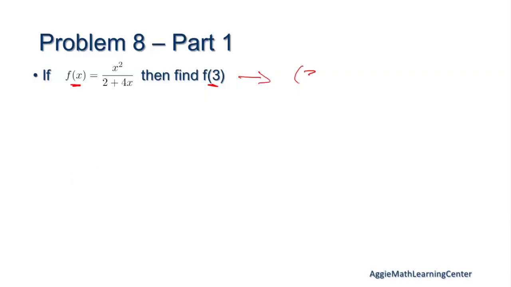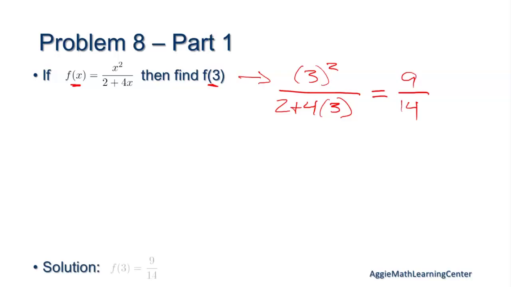So we're going to have 3 squared over 2 plus 4 times 3. Okay. Sorry, I went a little quickly on that one. Any questions on why, where, how? Okay, sweet. So what does this equal? 9/14. Wow, that's kind of impressive. I wanted to simplify, and I was like, I don't think you can. So yeah, that's our answer. Okay, any questions on this?